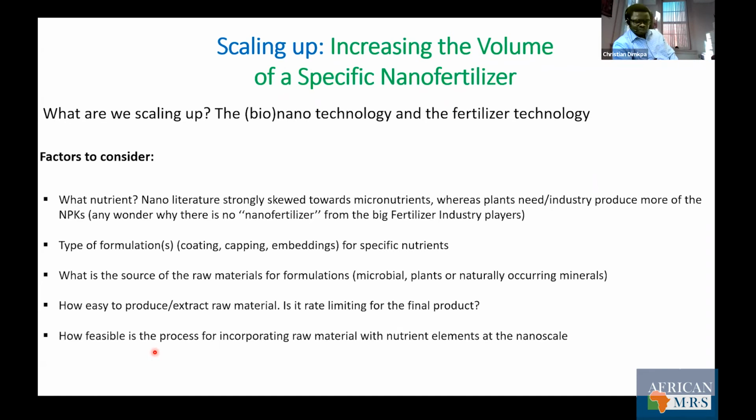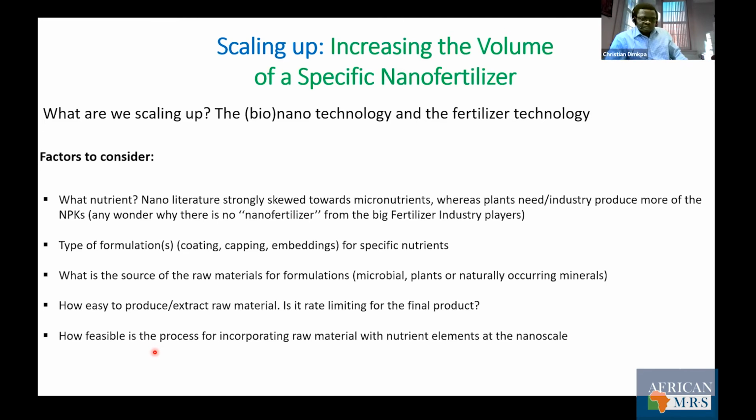So which of them is feasible in terms of economics of production and processing? And how easy is it to produce the raw materials and the extract that will be used? How rate limiting will that be for your process? And then, of course, how feasible is the process for incorporating raw materials with nutrient elements at the nanoscale? It's not so easy for some of them. It's easier for others. I think elemental metallic nutrients are especially easier to deal with than phosphorus.